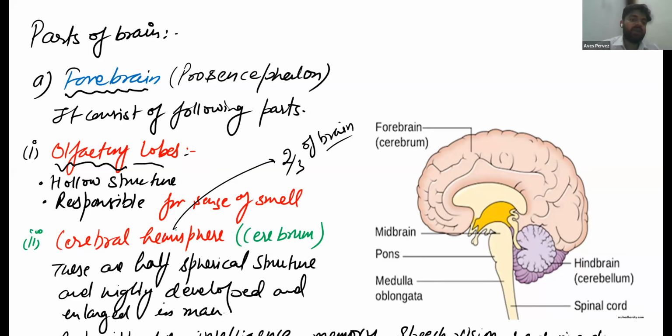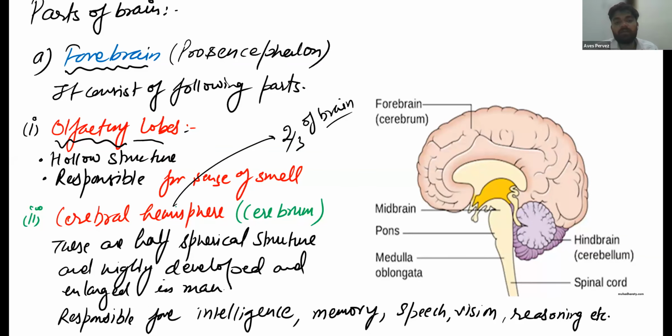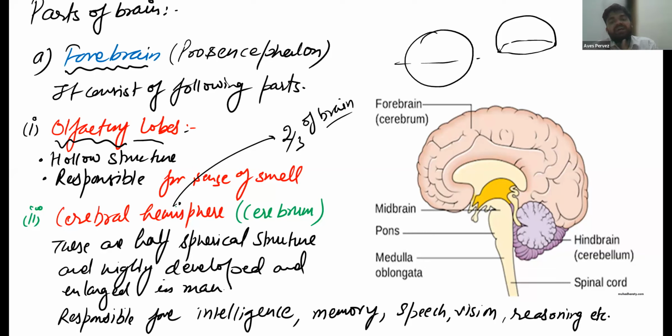The second part of this forebrain is the cerebral hemisphere. Both of them can be asked in the examination. What is the function of cerebrum or cerebral hemisphere? Why is it named hemisphere? If you have a sphere and cut it in half, this portion is considered a hemisphere. So this whole region is the cerebral hemisphere, and it is very large in size, forming half of the brain. If somebody asks which is the largest part of the brain, the largest part of the brain is the cerebral hemisphere or cerebrum.